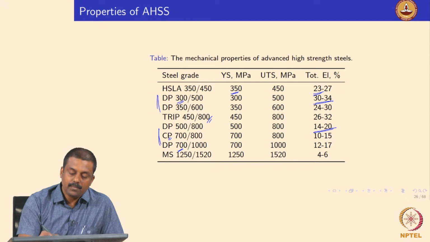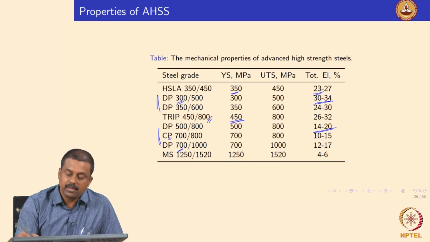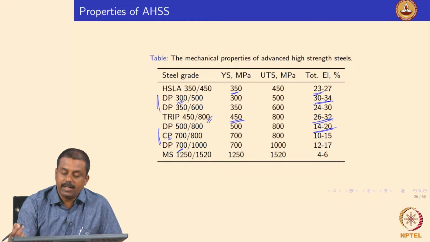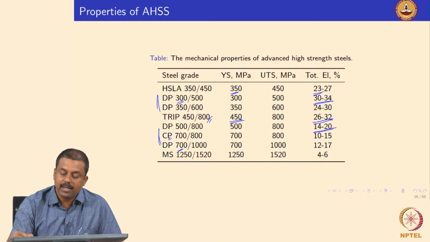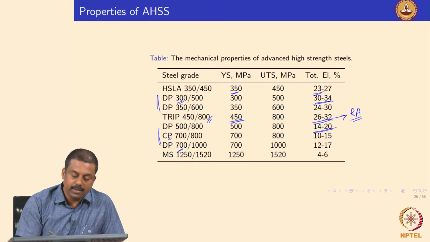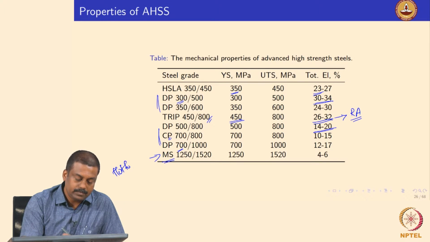And in TRIP steel, we have reasonable yield strength, and the ductility is very high compared to similar strength DP steels, because of the microstructure containing retained austenite. Okay, so we will see what is the role of retained austenite in TRIP steel, and as of now we can understand that the TRIP steel possesses much higher uniform elongation and total elongation than the DP steels for a given strength level. And apart from that, we also have martensitic steels, and these are mainly the hot forming steels.